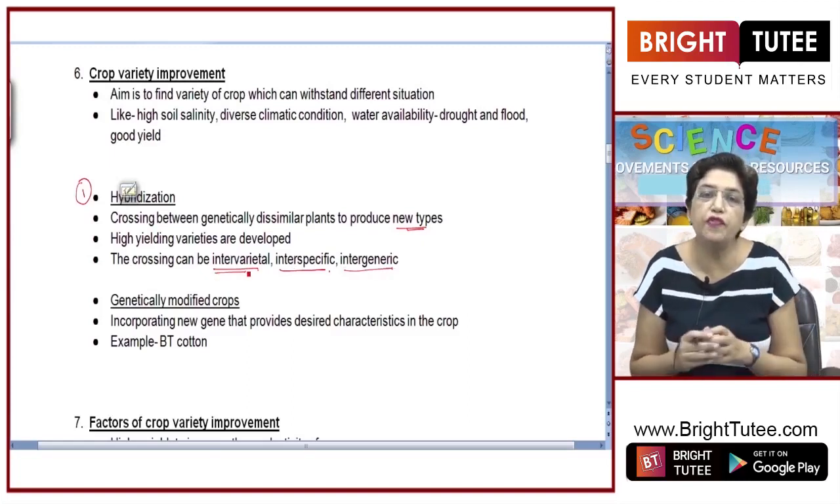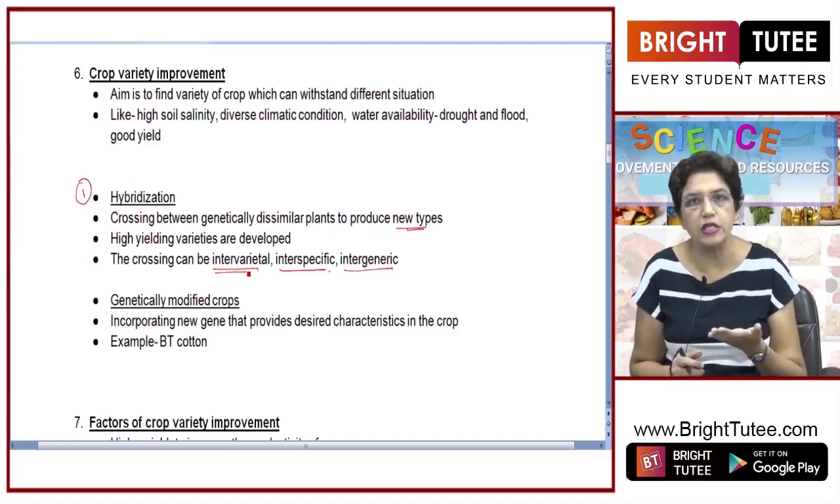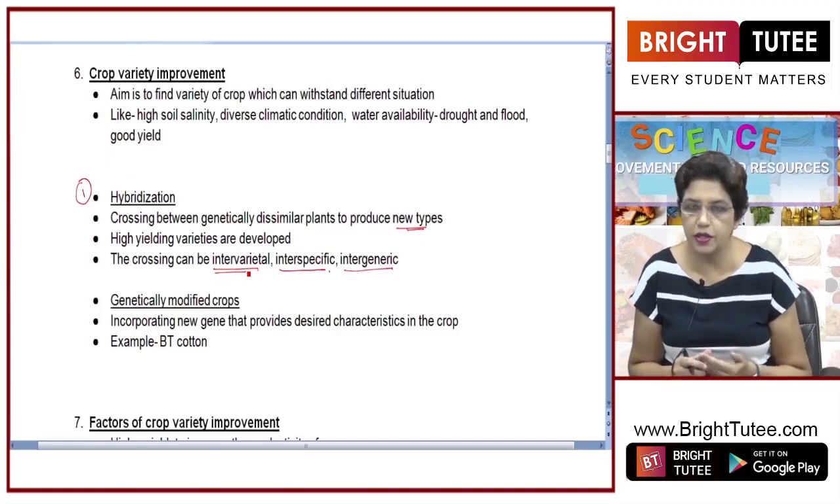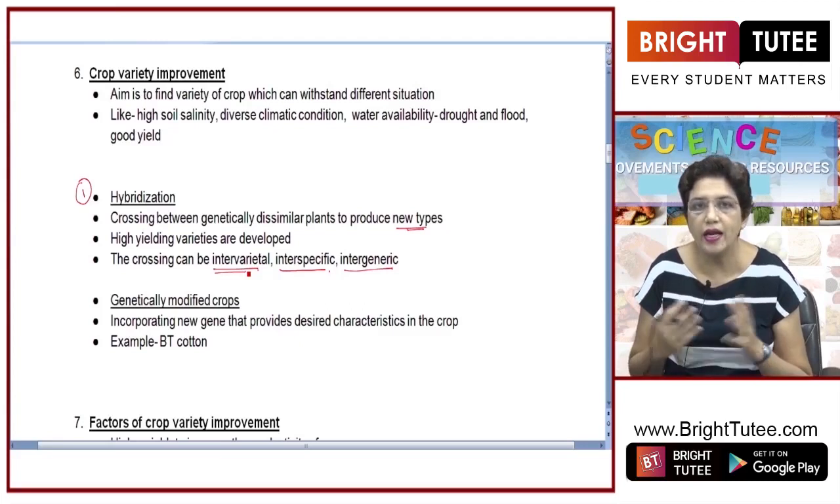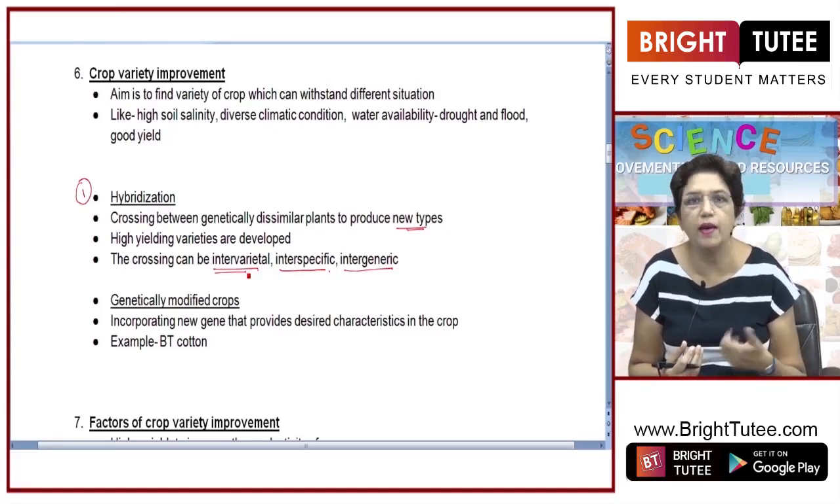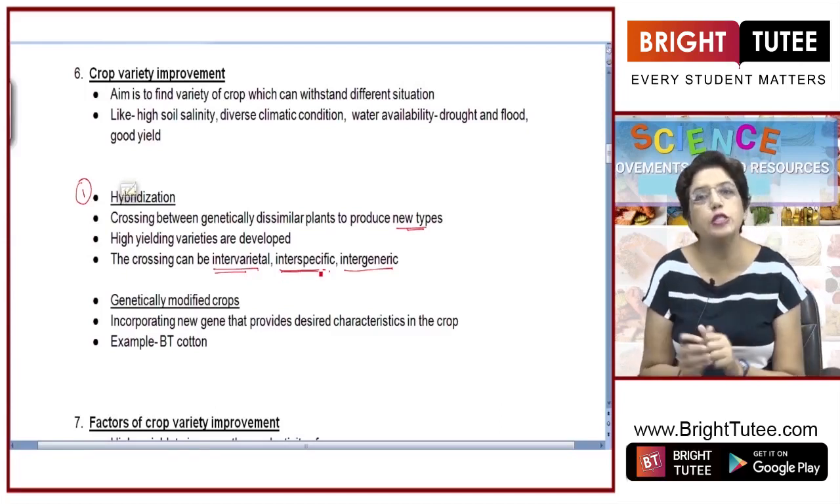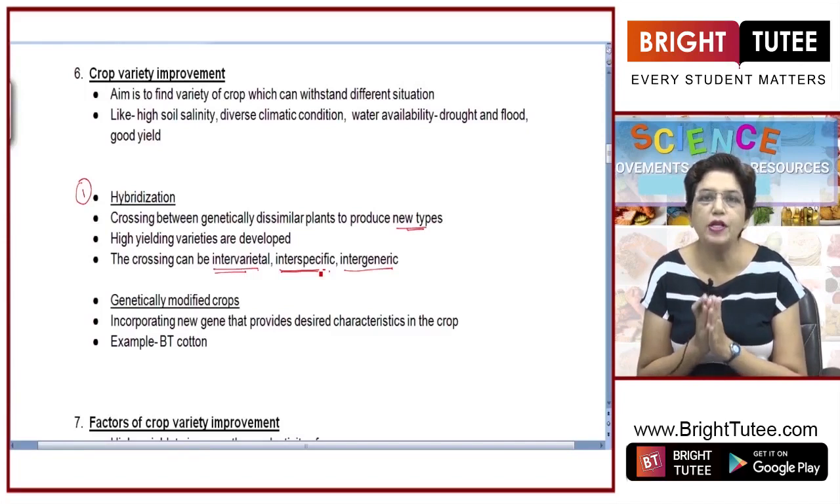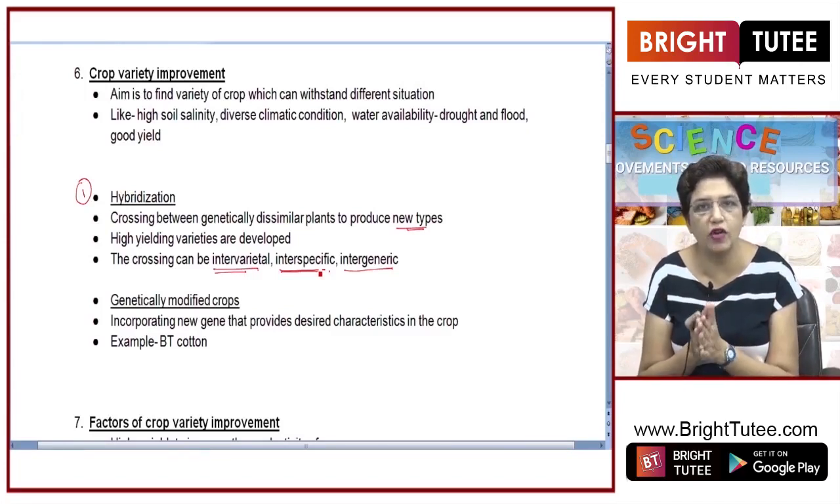Intervarietal means different varieties of plants. For example, the wheat which we are using today is actually a hybridization between two varieties of wheat. Okay, and the result was the new seed has better quality and better yield. Then interspecific means two different species. Okay, for example, two different species of oats were hybridized and gave rise to a better quality of oats.